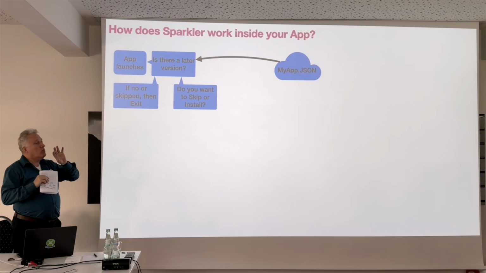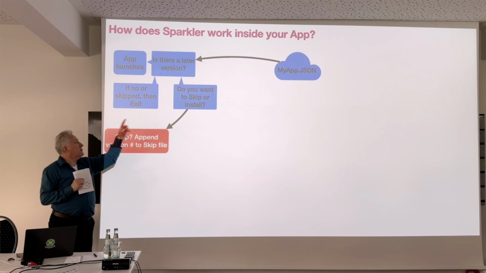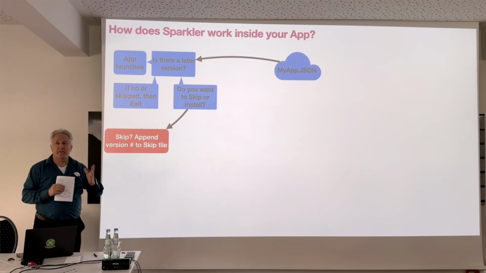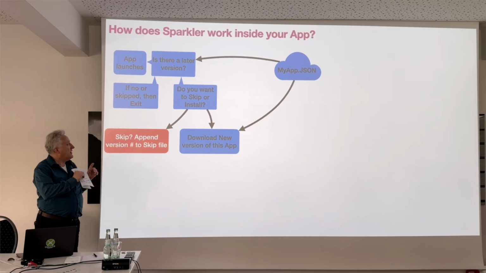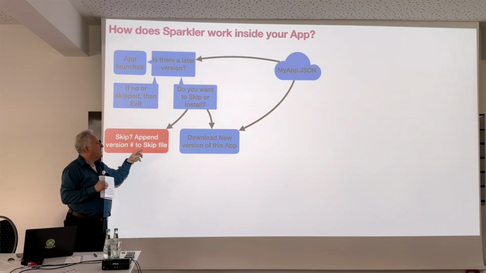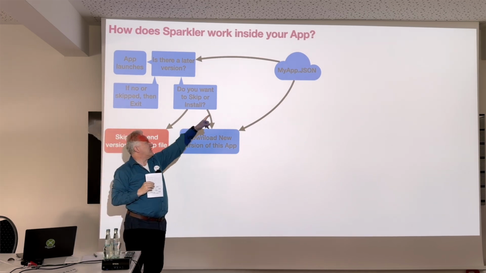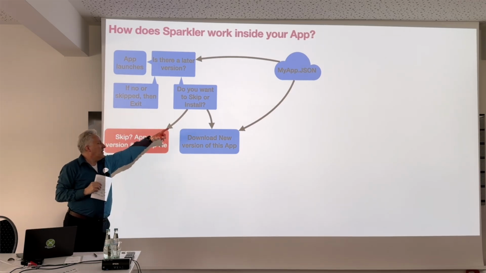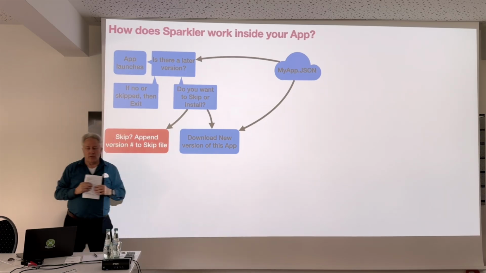If there isn't, do you want me to skip this version or install it? If they do say skip this version, it appends the version number to that skip text file. If they do say no, I do want to install it, then it'll grab from the JSON the URL to where the new version is, which is typically in the same folder on your host as where the JSON is, and it will download that zip file, exe file, DMG file down to your computer.